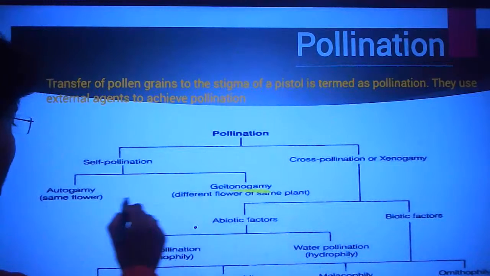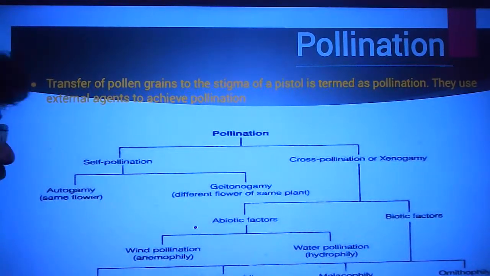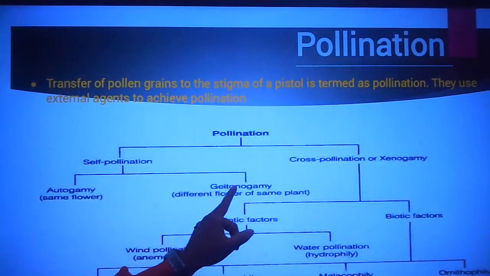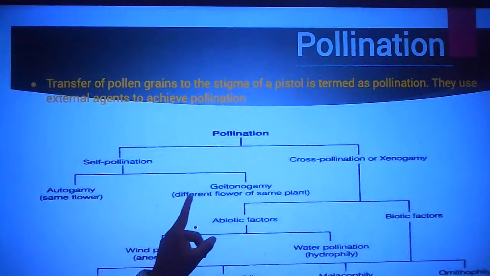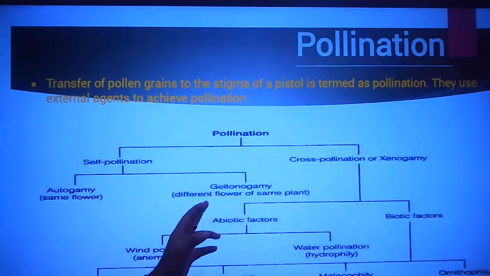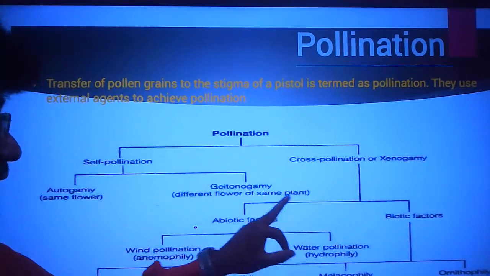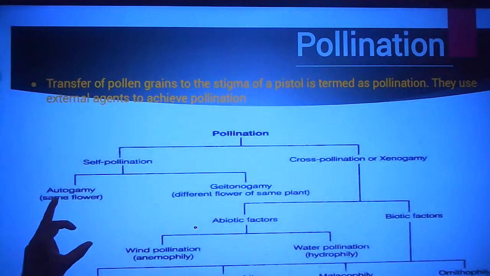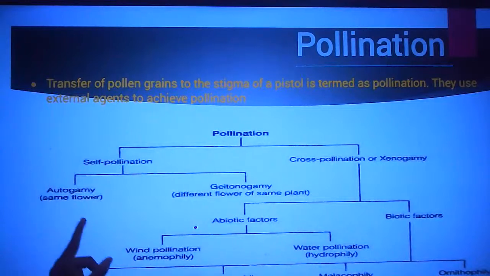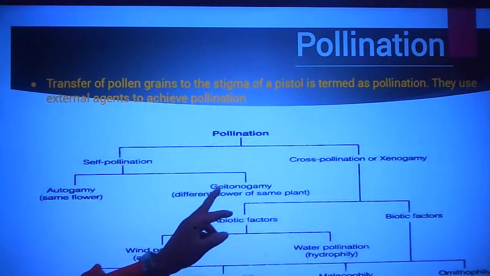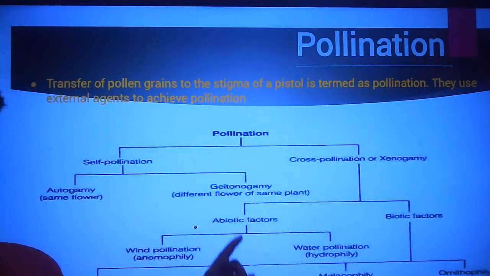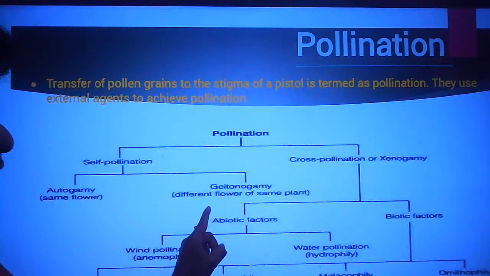What is autogamy? The marriage between the same flower. What is geitonogamy? It is the marriage between neighbors: a different flower of the same plant. You should be very careful here and know the difference. In autogamy, the plant is the same and the flower is also the same. But in geitonogamy, the flowers are different, but both flowers are present on the same plant.